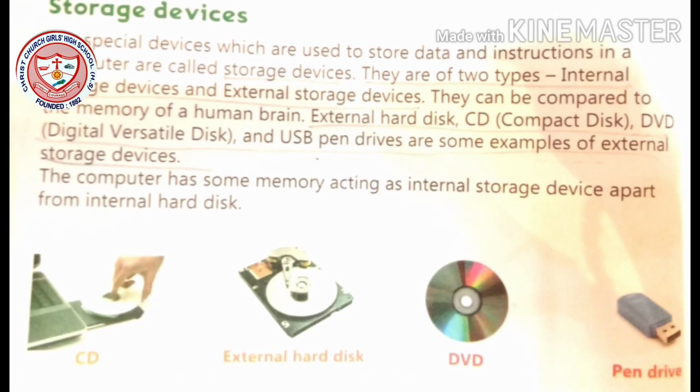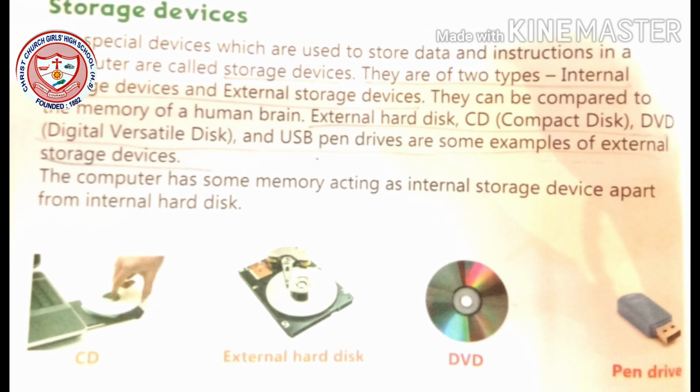Now the last one is the storage devices. Storage devices are also very important in our computer. The special devices which are used to store data and instructions in a computer are called storage devices. There are mainly two types of storage devices, that is internal storage devices and external storage devices. They can be compared to the memory of a human brain.